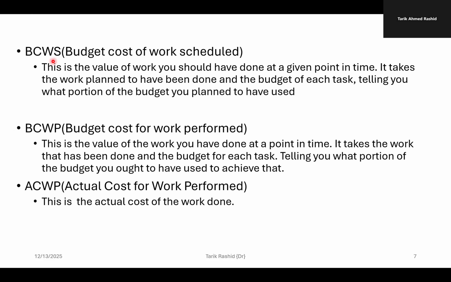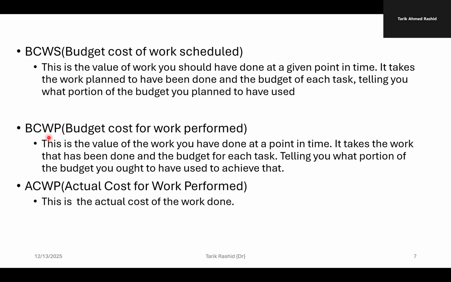So for budget cost work scheduled, this is the value of the work you should have done at a given point in time. It takes the work planned to have been done and the budget of each task, telling you what portion of the budget you have planned to have used. So actually, this is the planning you should have done.